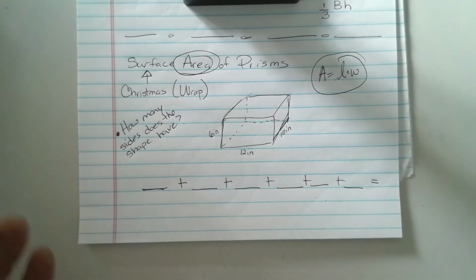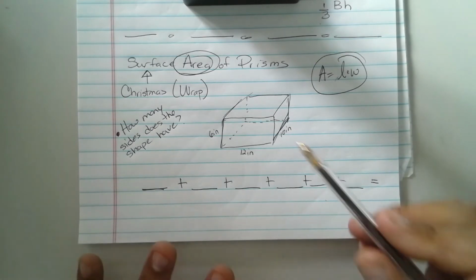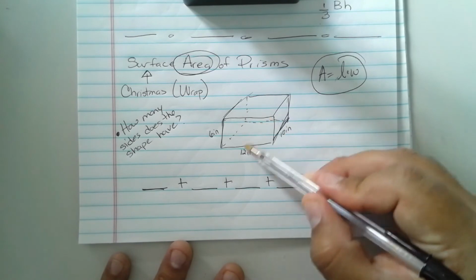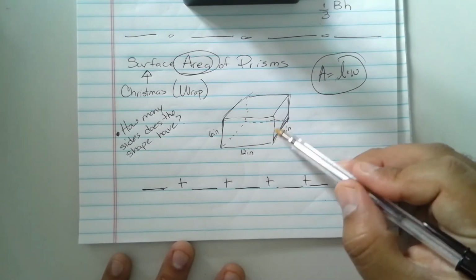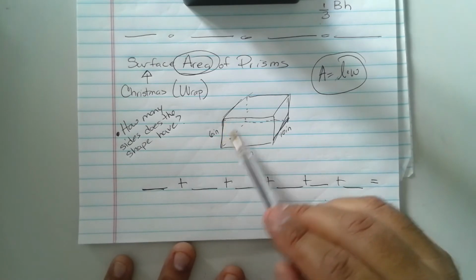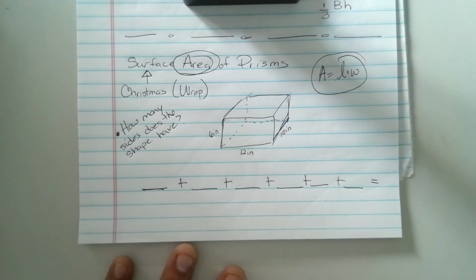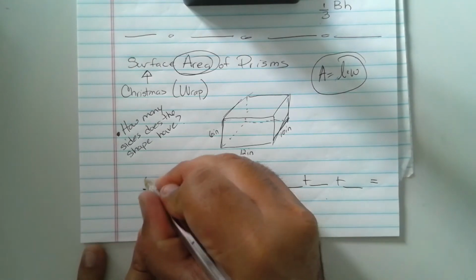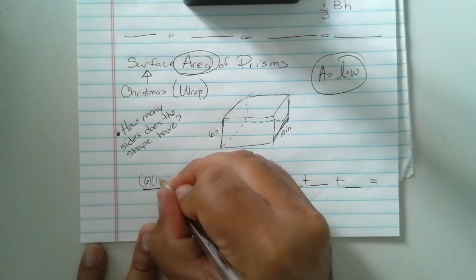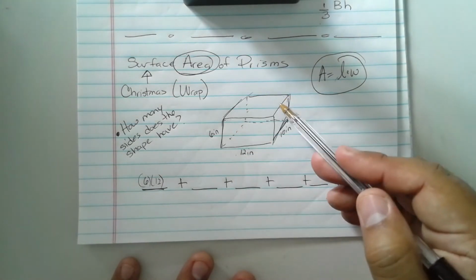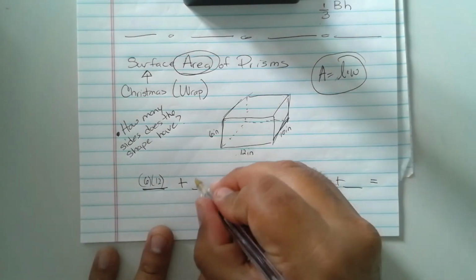So what we want to do is think about this for a second. Let's think about the front side of this prism. What are the dimensions of the front side of this prism? 6 times 12, right? So what I'll do is 6 times 12, but we know it has 2 sides, right? The front part and the back part, correct? So just do it twice. So it'll be 6 times 12.